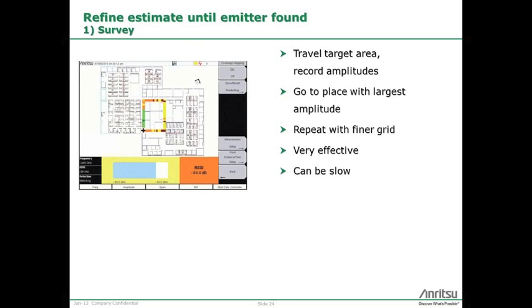So a survey, in a place where I don't get a good bearing, basically just drive around and keep track of signal amplitude. And we have a picture here from our coverage mapping capability. This happens to be an indoor case, but that's also useful for finding signal emitters indoors in complicated situations. So basically you drive around, record the amplitude, go back to where the biggest amplitude is, and refine from there. It's very effective. Unfortunately, it can be slow. That's the biggest trade-off of this technique.